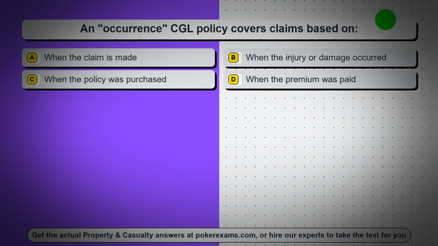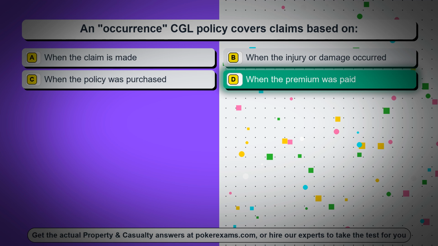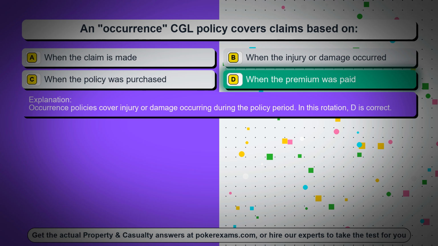Question 52. An occurrence CGL policy covers claims based on: Option A, when the claim is made. Option B, when the injury or damage occurred. Option C, when the policy was purchased. Option D, when the premium was paid. The correct answer is option D, when the premium was paid. Occurrence policies cover injury or damage occurring during the policy period. In this rotation, D is correct.